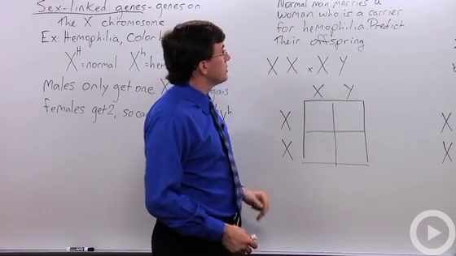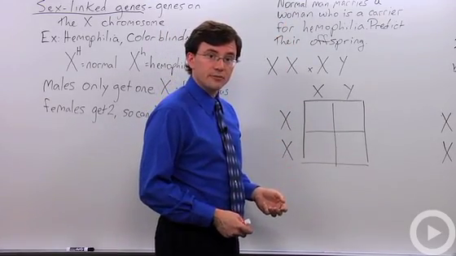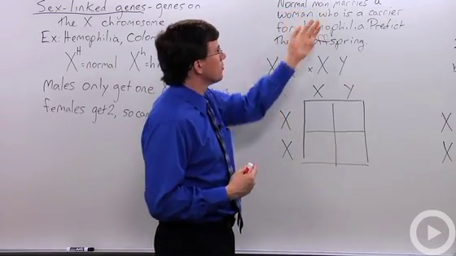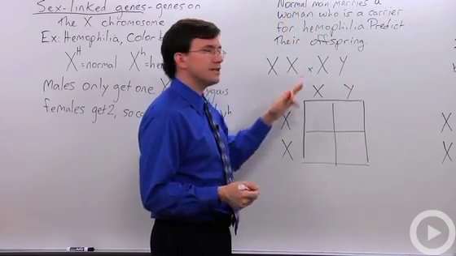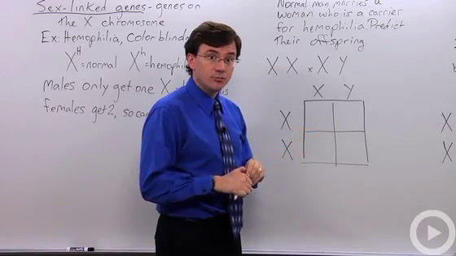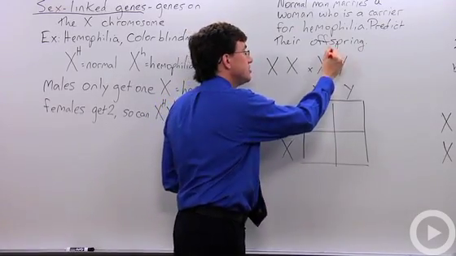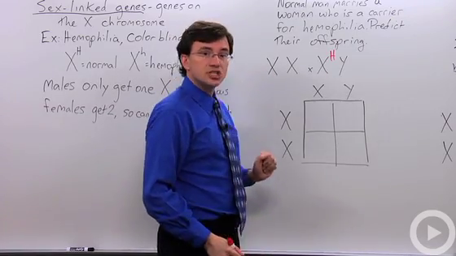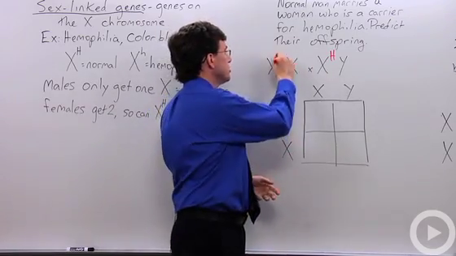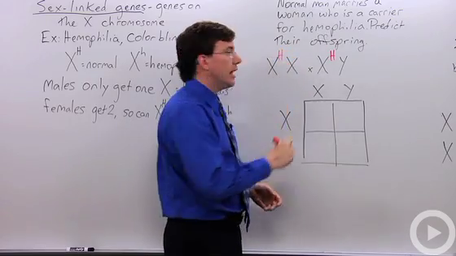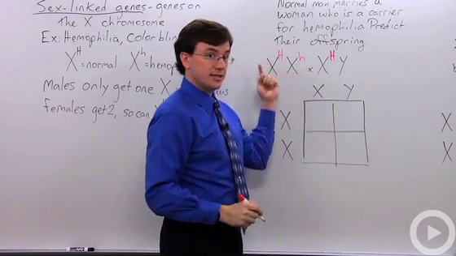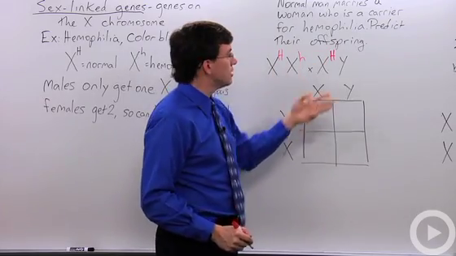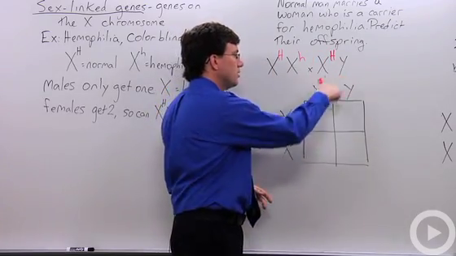A normal man marries a woman who is a carrier for hemophilia. Predict their offspring. So the first thing you have to do is figure out, all right, a normal man, what does that mean? Well, that means that he does not have the hemophilia allele. So he has the normal blood clotting allele. The woman, she is normal, but she's a carrier. So that means she has one normal and one hemophilia allele. So she is heterozygous for this trait. So now that I've got their genotypes figured out, let me plug them into this Punnett square here.